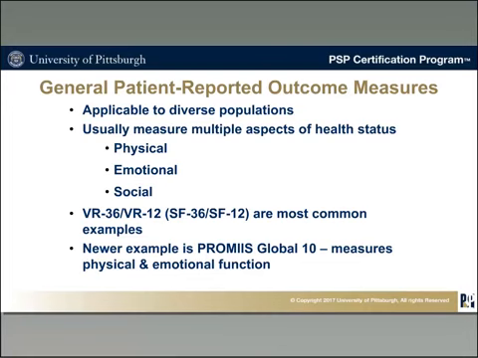And these usually measure multiple aspects of health status, such as physical, emotional, or social health. Examples are the Veterans RAND 36, which consists of 36 questions, or Veterans RAND 12, which consists of 12 questions, are the most common examples. A newer example is what is known as the PROMIS Global 10, that broadly measures physical and emotional function. And this measure is being proposed to replace the Veteran RAND or the SF-12 measures.